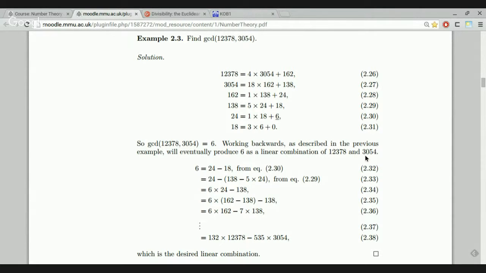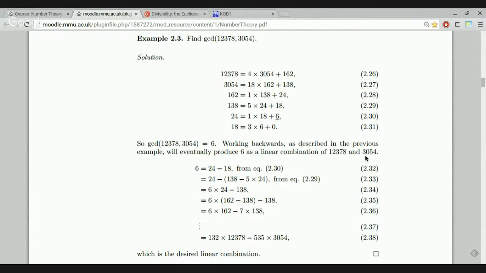Now when you're doing this in the examples for yourselves, what you don't do is evaluate any of these products or sums. Because you don't want to, we already know it evaluates to 6. But you want to remember that what you're trying to do is find coefficients in this final linear combination. So you just want to collect terms. Don't go evaluate, don't say 5 times 24 is 120 or something. That's not what we're interested in. We're interested in keeping the 24s.